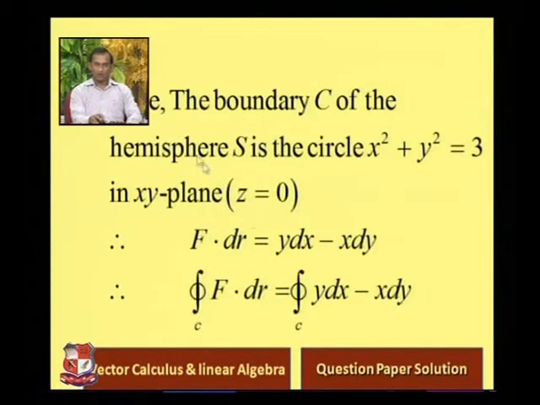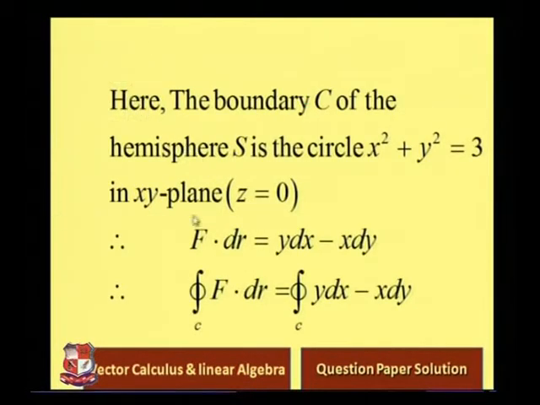Now the other side. Here the boundary C of the hemisphere S is the circle. This is our circle x squared plus y squared equals 9, not 3, in the xy plane where z is 0.